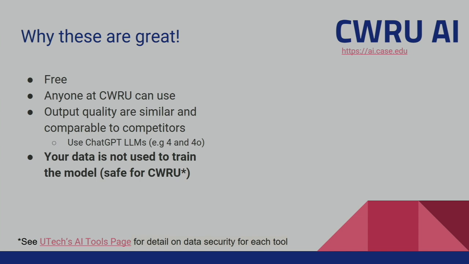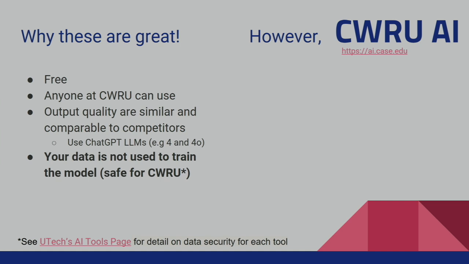I put a little asterisk there, and to bring your attention to the bottom left, the UTech AI tool page has a list of those tools plus other AI tools, and also a little more detail about the data privacy for each of these tools. If you're thinking about HIPAA and FERPA, those may not fall in those. So if you're working with HIPAA or FERPA data, maybe you can't use those. Again, you want to check that website to make sure you understand what the boundaries are for the data protections.